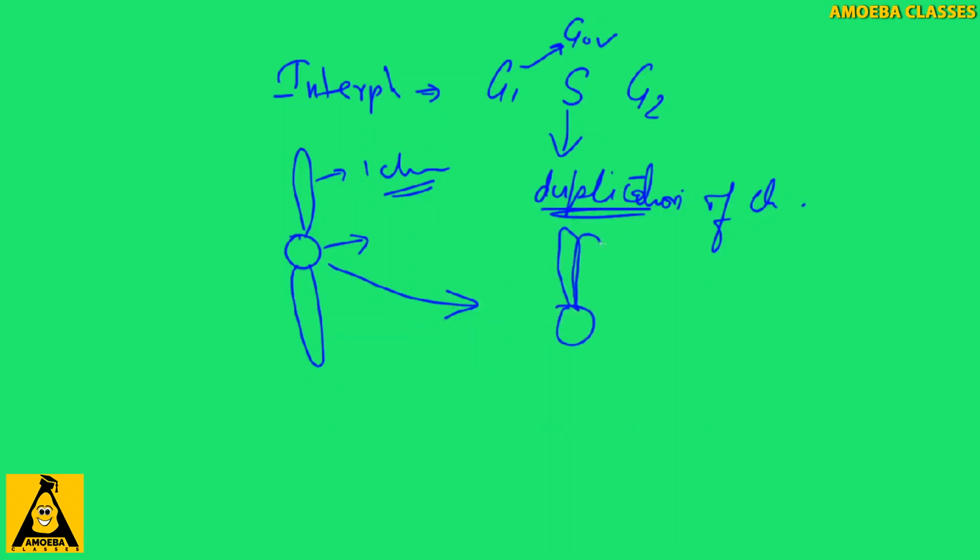When in the S phase this chromosome divides or duplicates, what is exactly happening? This chromosome is still one, but the chromatids are dividing without the splitting of the centromere. So this is one chromosome, but this is one chromosome with how many chromatids? 2 chromatids. This was the very important part that we discussed in the S phase.